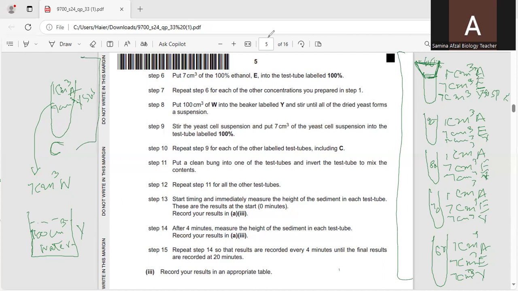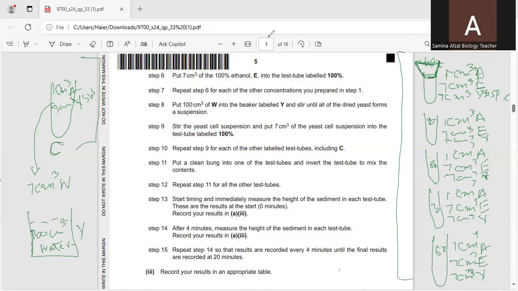Then start timing. Immediately measure the height of the sediment in each test tube. These are the results at the start, 0 minute. Record your results in a table. We will make a table for this. After every 4 minutes, we have to take the height. What is happening in these test tubes, including the control, we will note down the height of the sedimentation. After every 4 minutes, we have to measure.